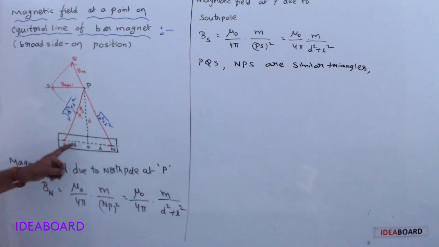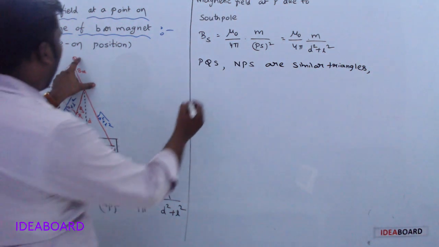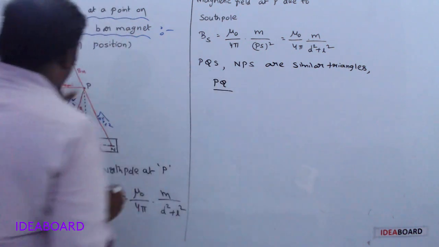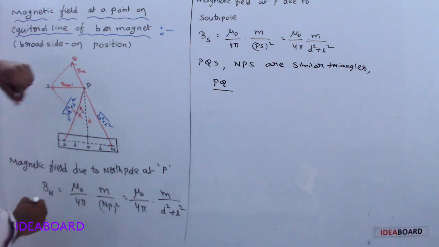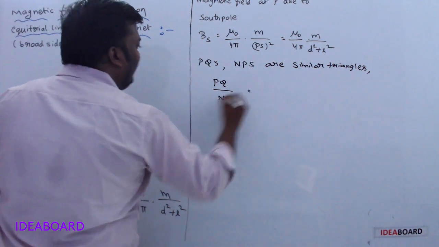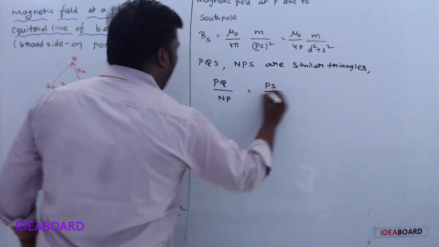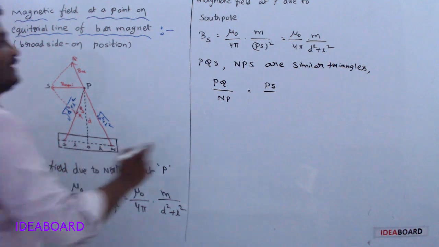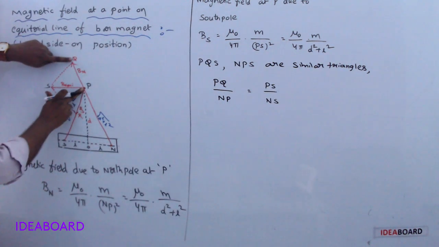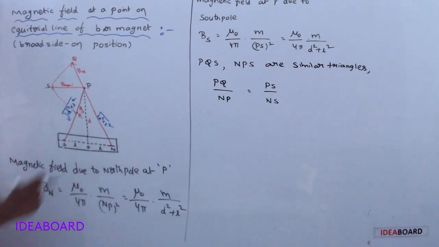PQS and NPS are similar triangles. For similar triangles, what is the formula? If you write it like this, PQ by NP is equal to PS by NS. Again, PQ by NP, PS by NS.